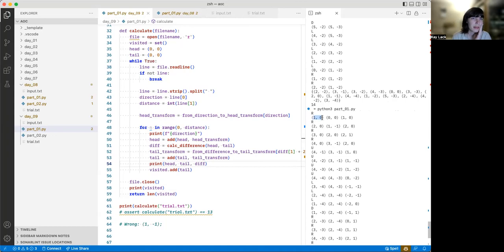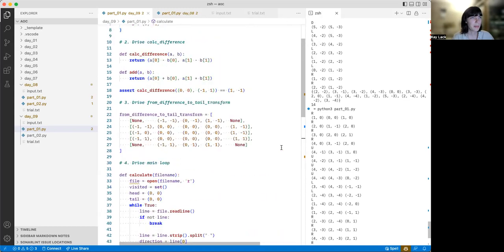Head's here. So after the first step, head's here, tail's here. After the second step, head is at 2, 0, where it's supposed to be. This is at 1, where it should be, but -1 after the second right. That doesn't make any sense. Have I made some grievous error here?